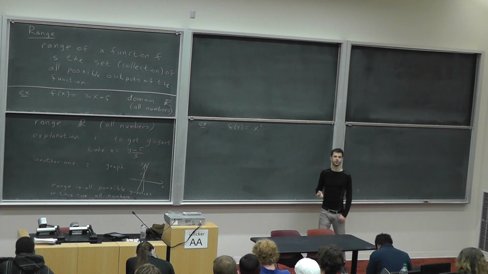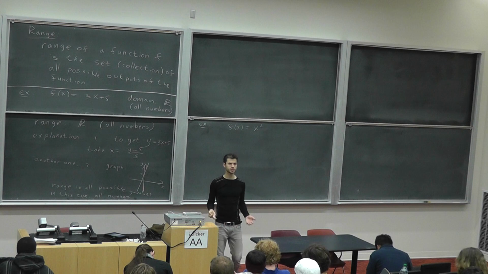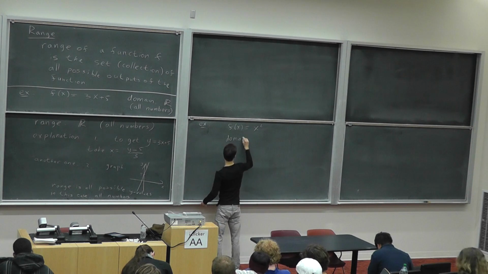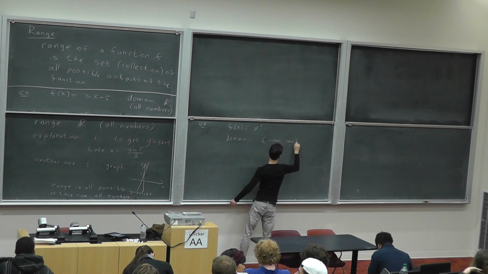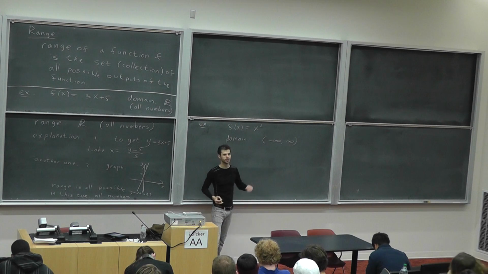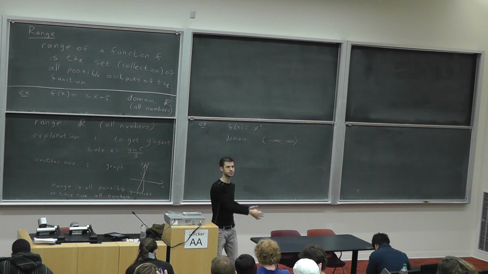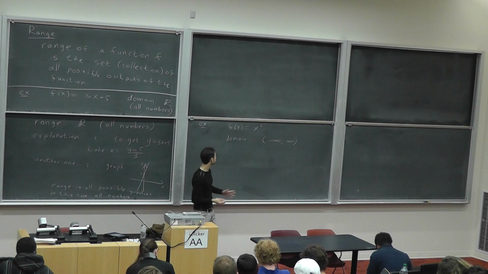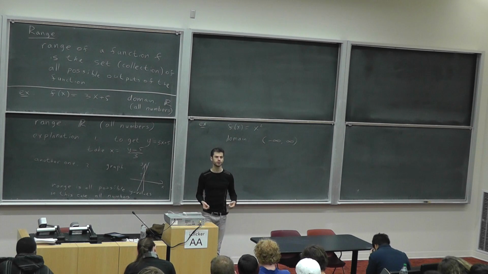F of x is x squared. So domain is, once again, all numbers. So let me use this notation if you want. So domain is all numbers. What is the range of this function? What kind of numbers can you get as something squared? Yes. So as a square of a number, you can get any number which is positive.